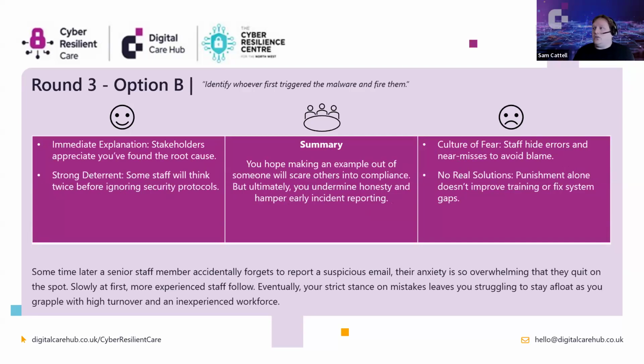However, as you've seen before, it's a culture of fear. Staff hide errors and near misses to avoid blame, and there's no real solution. Punishment alone doesn't improve training or fix system gaps. In this particular case, sometime later, a senior staff member accidentally forgets to report a suspicious email. Their anxiety is so overwhelming that they quit on the spot. Slowly at first, more experienced staff follow. Eventually, your strict stance on mistakes leaves you struggling to stay afloat as you grapple with high turnover and an inexperienced workforce.